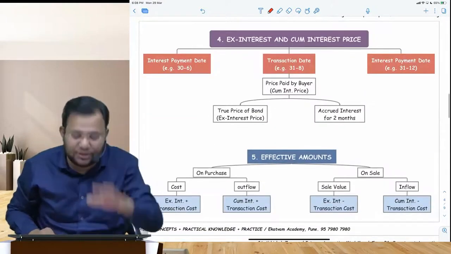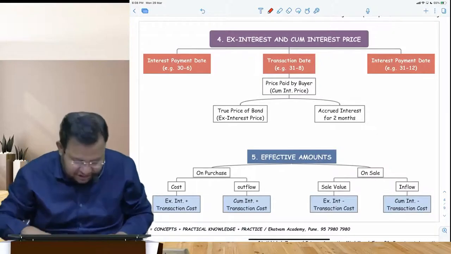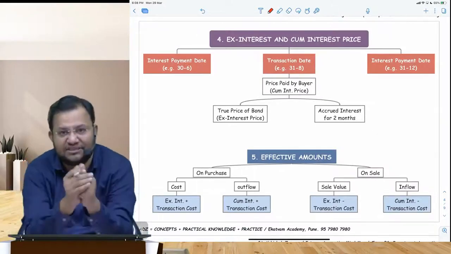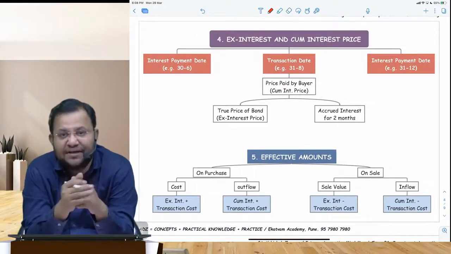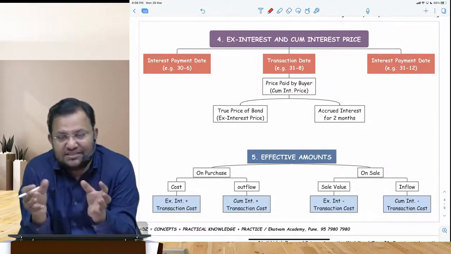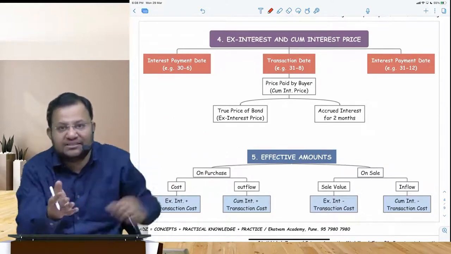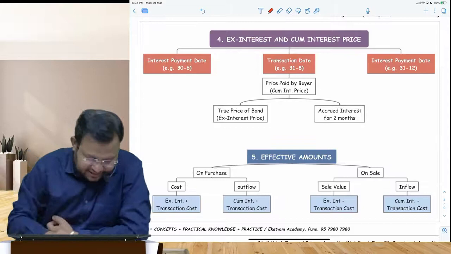For a descriptive question, now whatever we are covering is relevant for numerical question. In case of debt investments or debentures, when you acquire, the price that you pay for a debenture can be either ex interest price or can be cum interest price. Ex is excluding interest and cum is including interest.